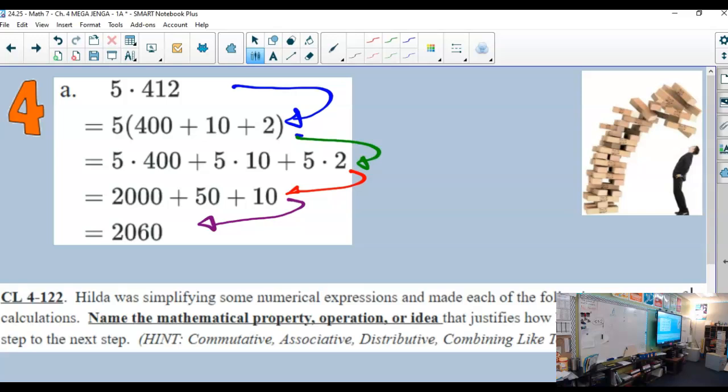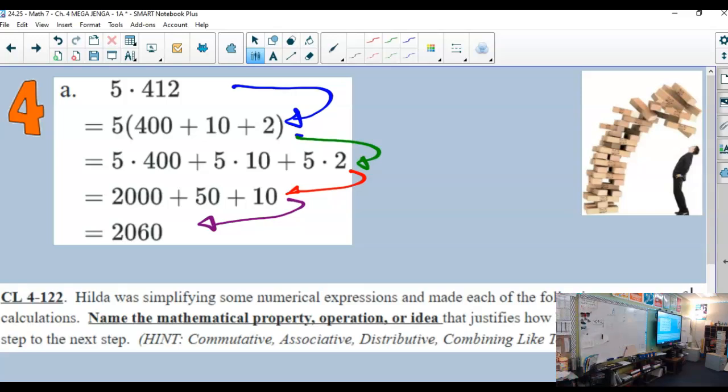Associative with the parentheses one. And commutative, what did commute mean? Commute. I commuted to get to work today. Move. Commute is move. So the commutative let us move things. Associative was our parentheses.